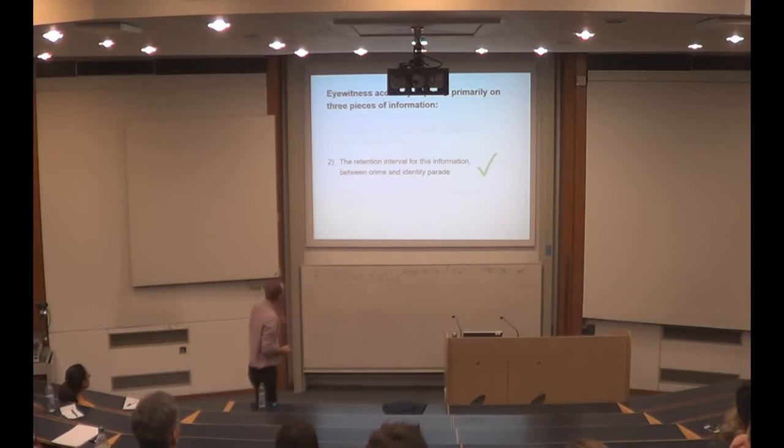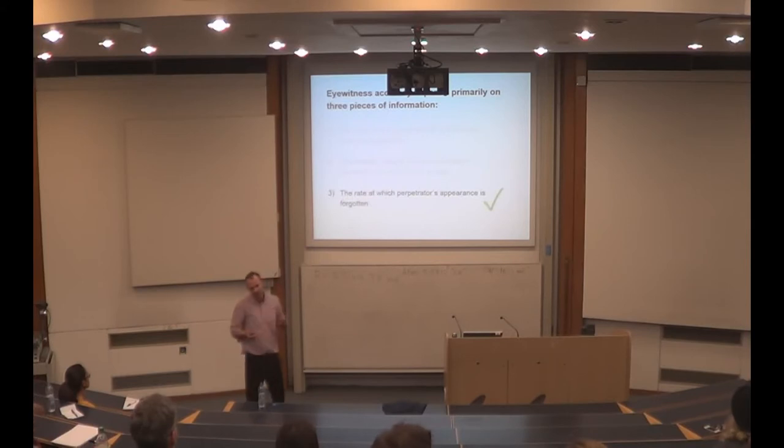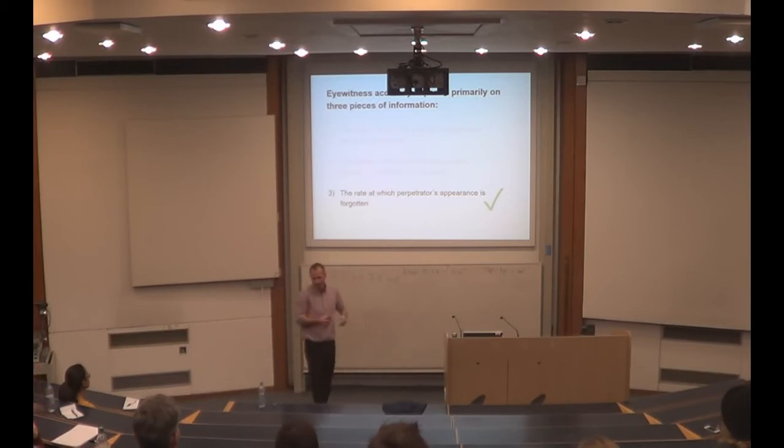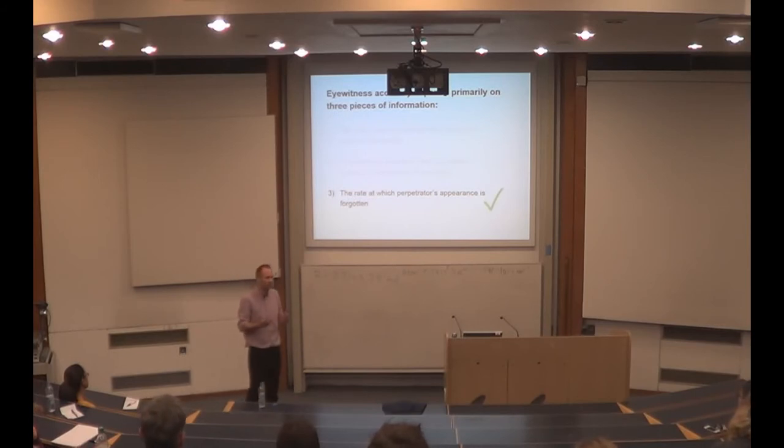Now, if you read the literature, you'll find that people believe that this interval can be established really quite accurately in police identifications. Okay? People like Brian Bornstein and Ken Deffenbacher also claim that we can estimate the rate at which the appearance is forgotten. We can estimate that really well with some sophisticated models of memory. I'm no expert on that, I'll take their word for it.